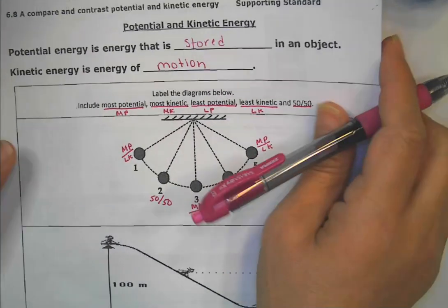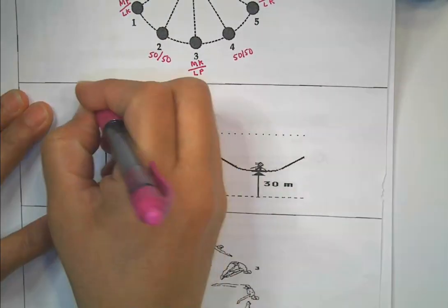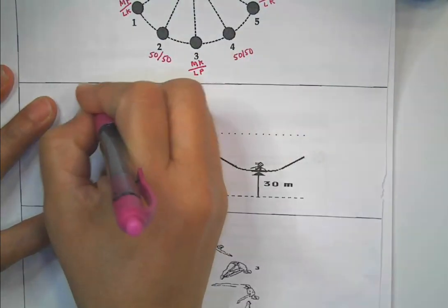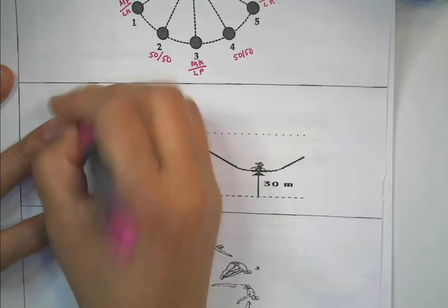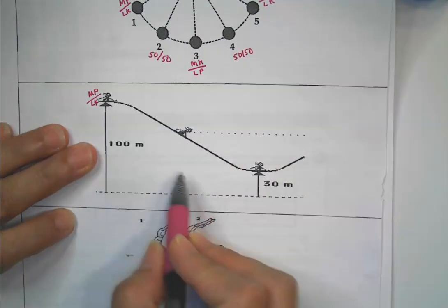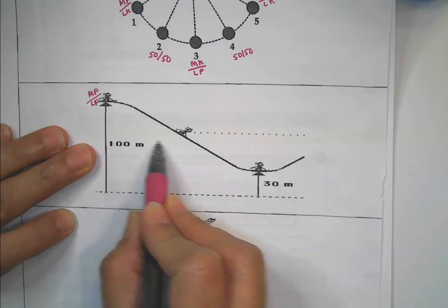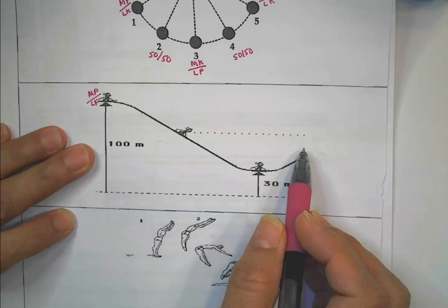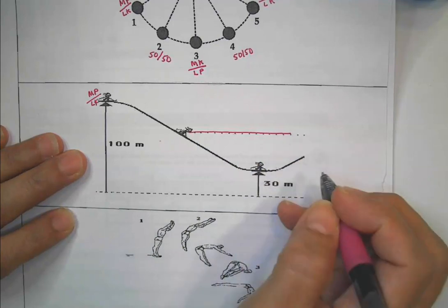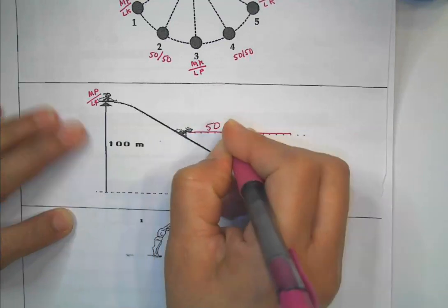Now the same thing is going to happen with the next example. So then right here, again, I told you guys to look at the very top. So this is going to be my most potential and my least kinetic. There's no motion at all right there. And then when I get halfway through, I guess they labeled it for us kind of like being halfway through, because it doesn't go all the way to the bottom, right? So then this is going to be my 50 and 50.